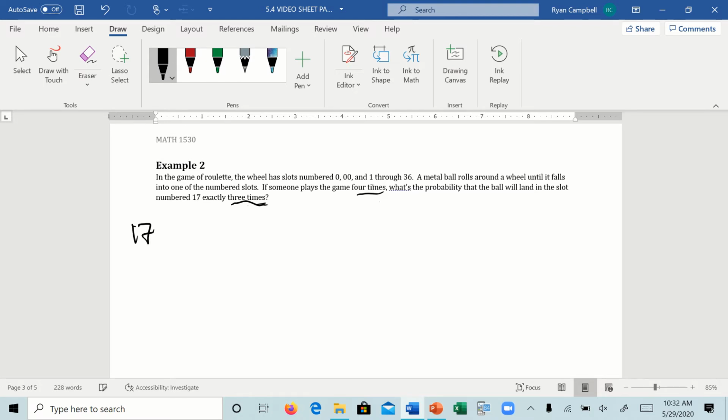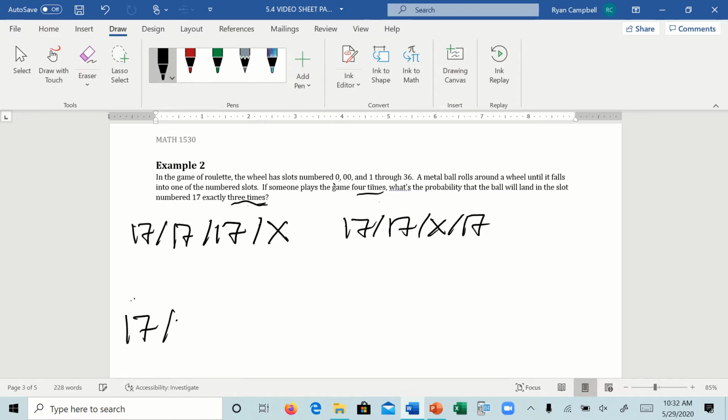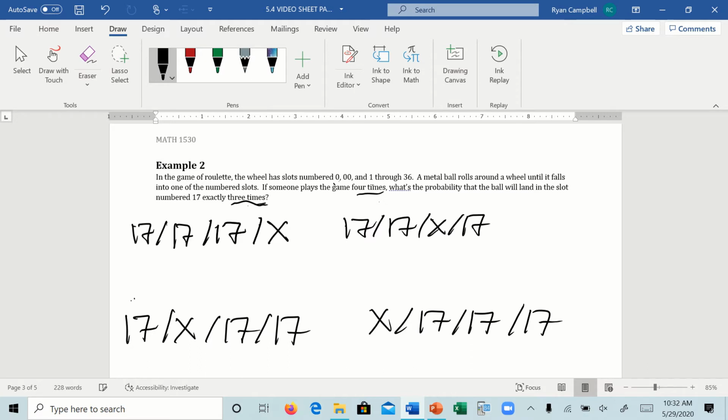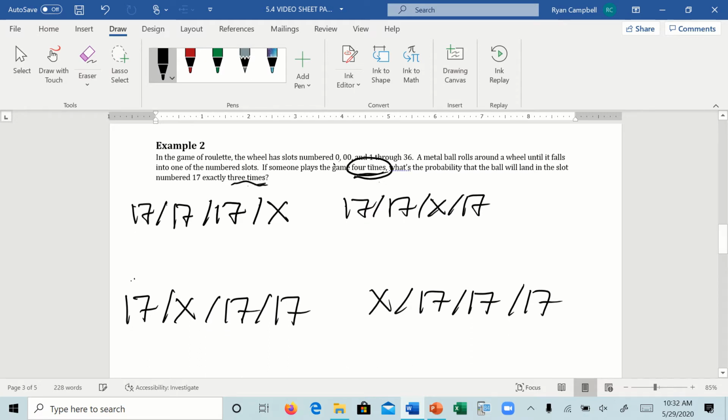Well, the first time it could be 17, 17, 17, and then something else. Now, it doesn't matter what that something else is. It could be 0, 00, it could be any other number. So really, it just matters that it's not 17. We could do another one, where the one that's not 17 is last. We could do not 17 is third. Not 17 is second. And the not 17 is first. All right, so there are 4 different ways of doing it, which kind of goes along with our 4 different times.